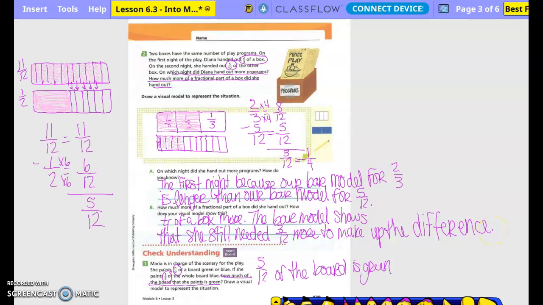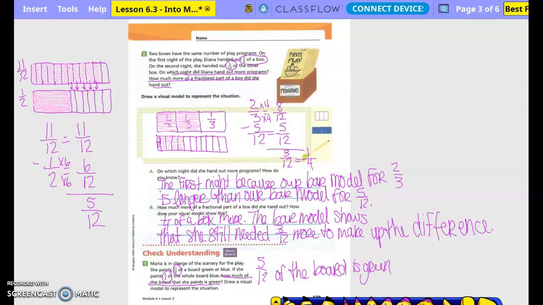Time for understanding. Number 1, Maria is in charge of the scenery for the play. She paints 11/12 of a board green or blue. If she paints half of the whole board blue, how much of the board that she paints is green? So we circled our information, underlined what we're looking for. Over here to the side, we drew our first box, which was 11/12. We colored in 11 of the 12. The next one was half, and we colored in half.